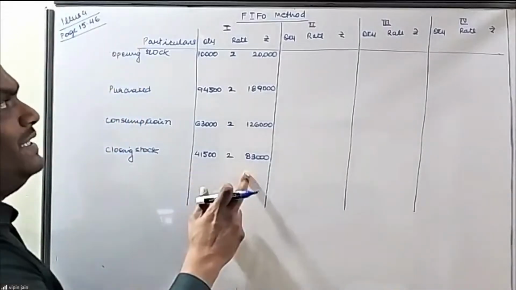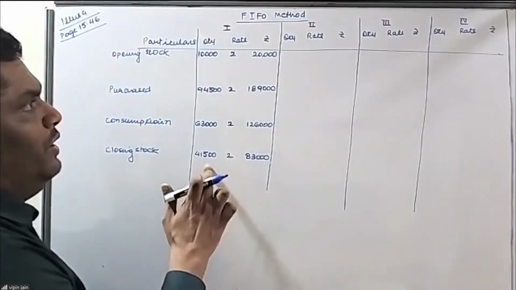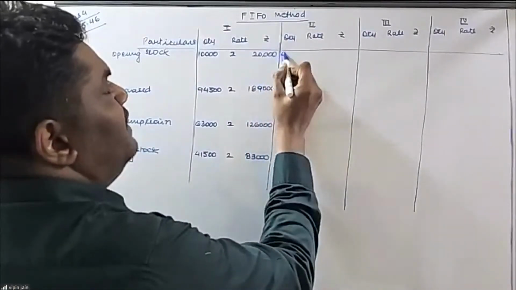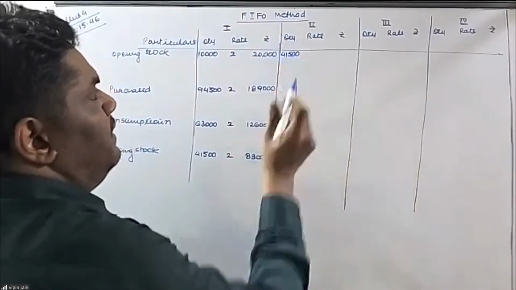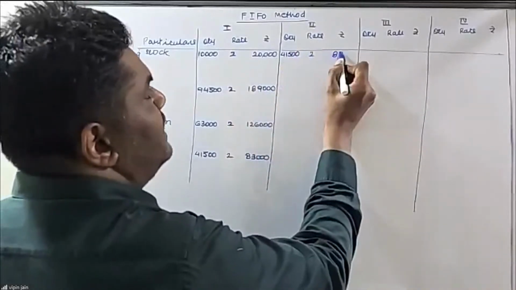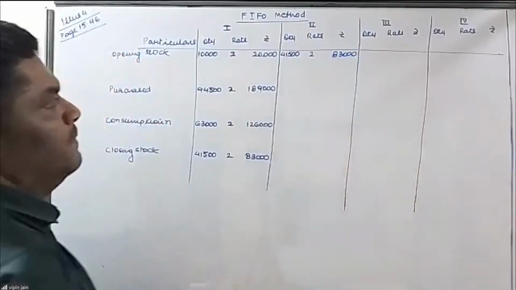So this is the closing stock of the first quarter, so it will be the opening stock of the second quarter. That is 41,500 is the quantity. The rate is rupees 2 and the total amount is 83,000.